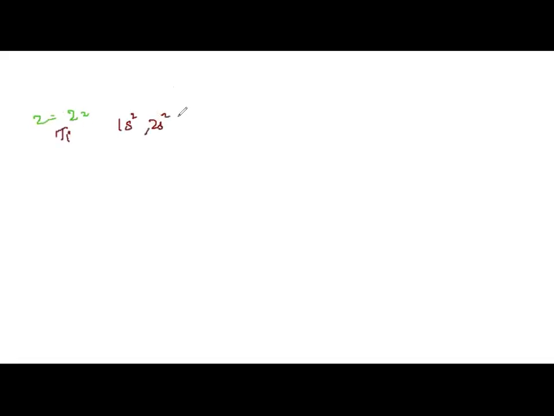2s2, it belongs to the d block elements. 2p6, 3s2, 3p6, 4s2, 3d2. If I'm not wrong, 10, 20, 22, correct? So the electronic configuration is this.